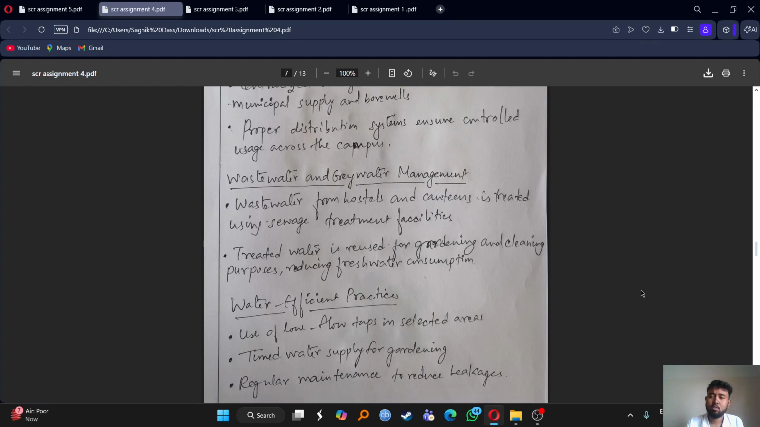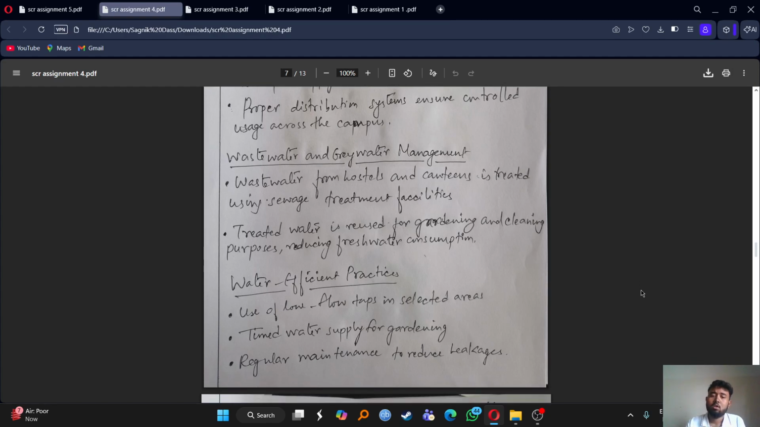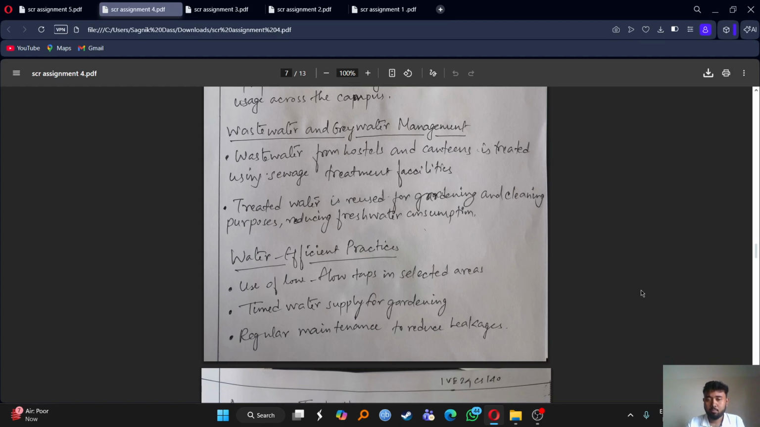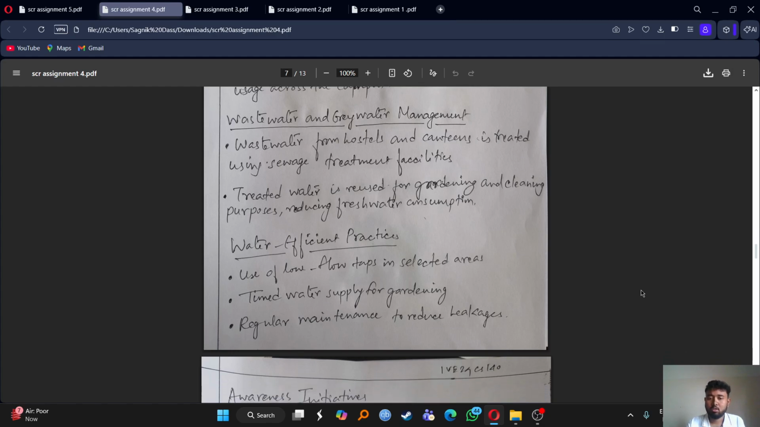Wastewater and grey water management. Wastewater from hostels and canteens is treated using the sewage treatment facility. It is collected and thoroughly examined. The treated water is used for normal tasks like gardening and cleaning. This treated, reused water is being used on the campus.